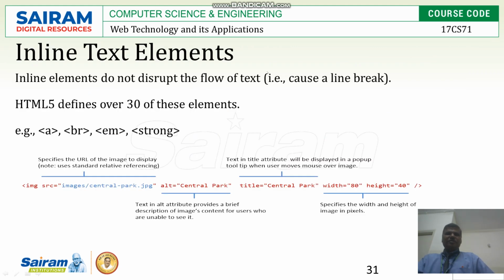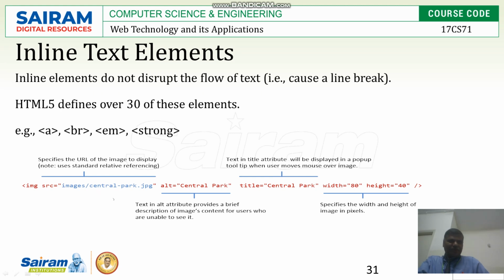Inline text elements are going to be there here. Inline text elements are nothing but on the way that it is going to get executed, on the same line that it is going to execute. Now here there is an example with this image source. Image is the tag, source is its attribute. Source is nothing but a location where that particular file is going to be present.